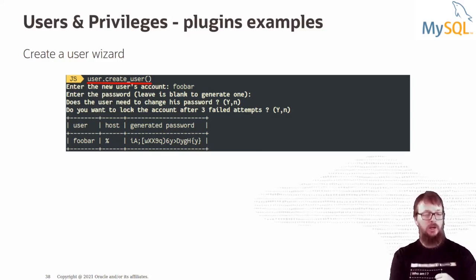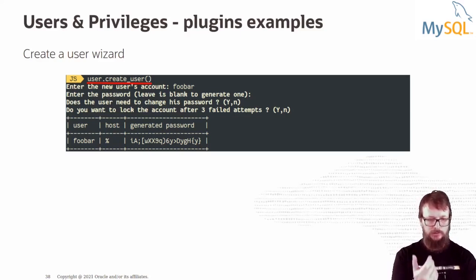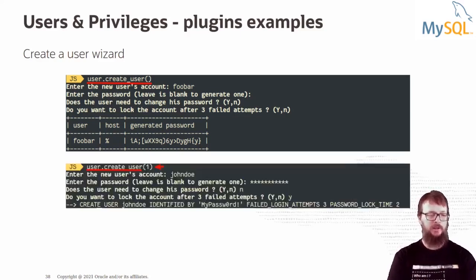You can also say, oh, this time there is a small parameter that, if you enable it, will also show you the output, the syntax of the created statement. So in this case, we're going to create a user, we add one. So we put the password ourselves. Does it need to change its password? No. Do you want it to be locked? We said yes. And this is what the create statement looks like. So this is just an example, of course, but this is how the shell can help you manage users and add some privileges and stuff like that.